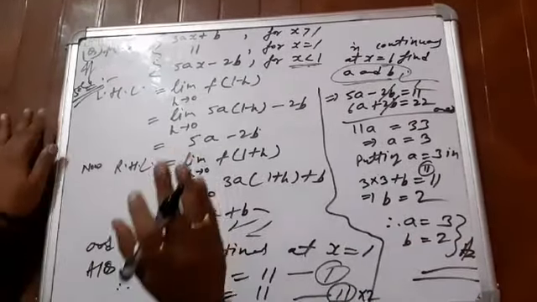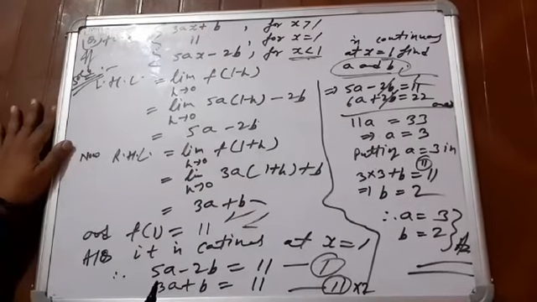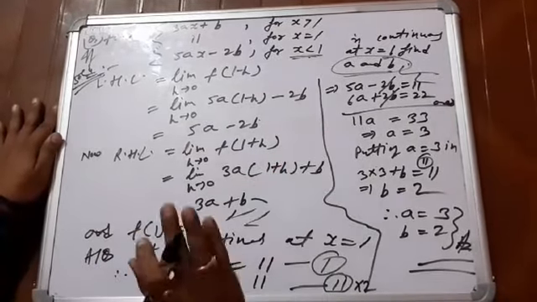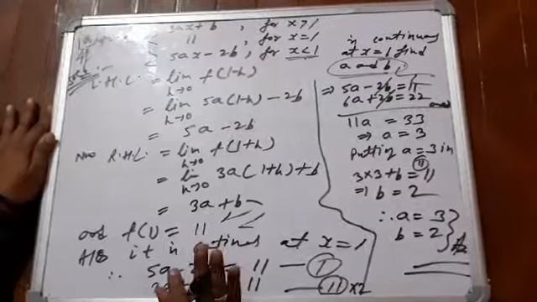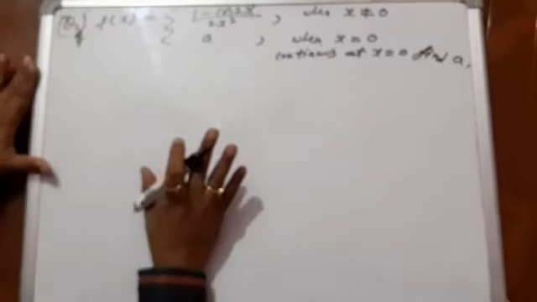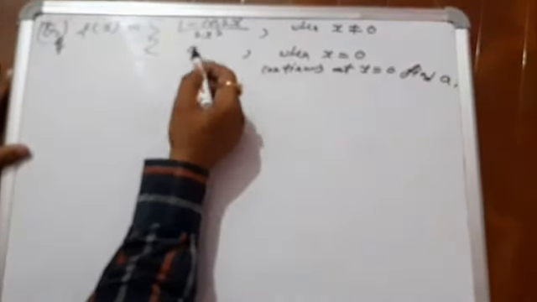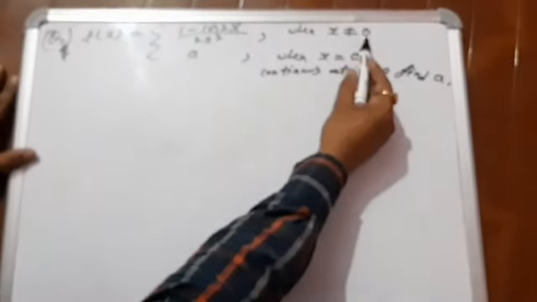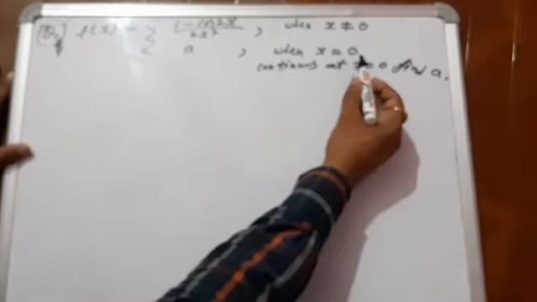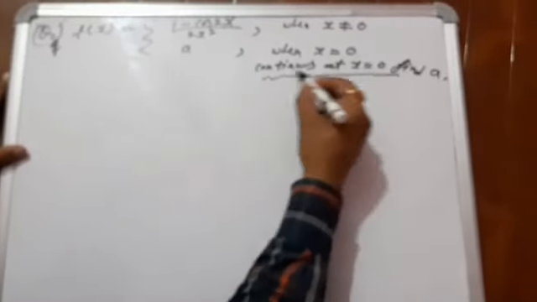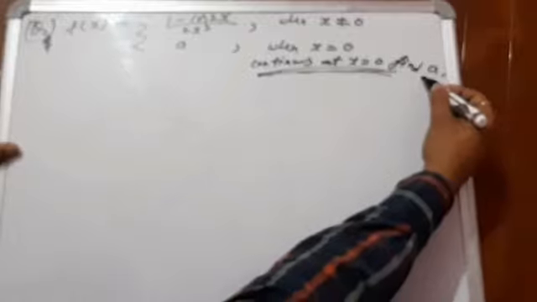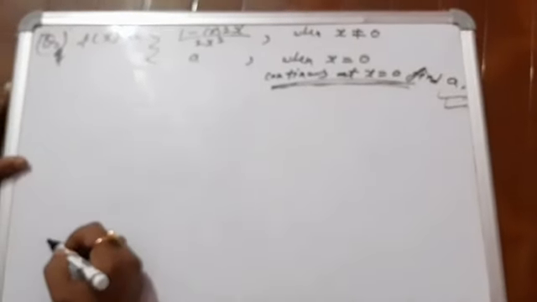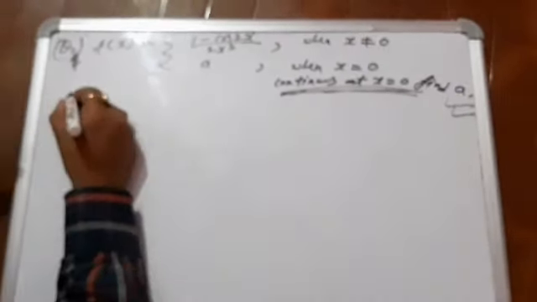We are going to see one more question here in terms of trigonometric limit. Now the next question is based on the trigonometric limit. The question is that f(x) is equal to, these two conditions are given: x not equal to 0, and x equal to 0. The condition is that it is continuous at x equal to 0. Then we are going to find the value of a. Same criteria you are going to use here.